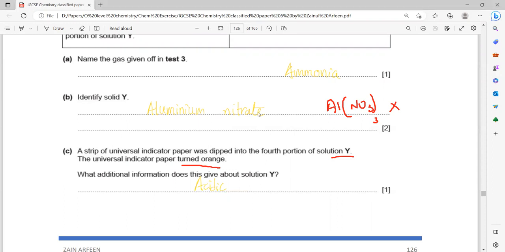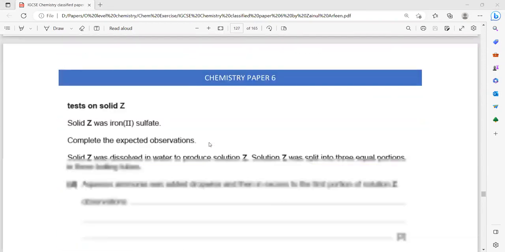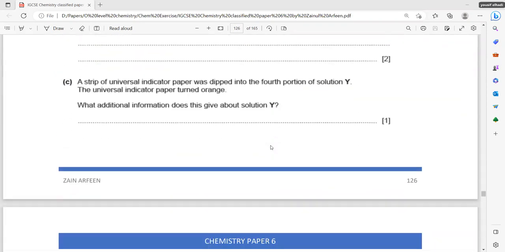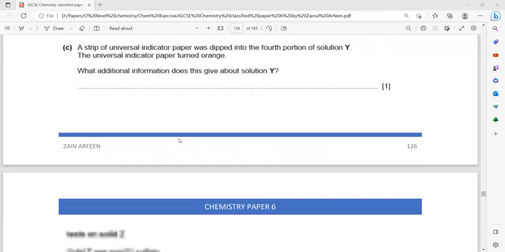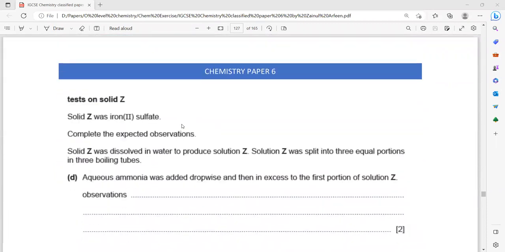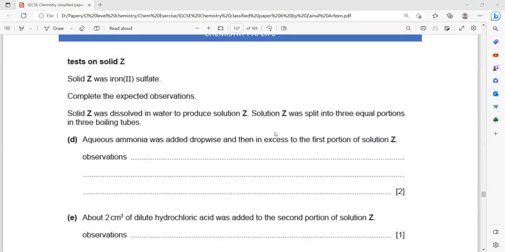Weak acidic, acidic, because red, orange, yellow are the indicator colors in acidic. They asked what additional information, so it refers to the idea that the solution is acidic. That is the right answer, rather than mentioning a pH of a solution.